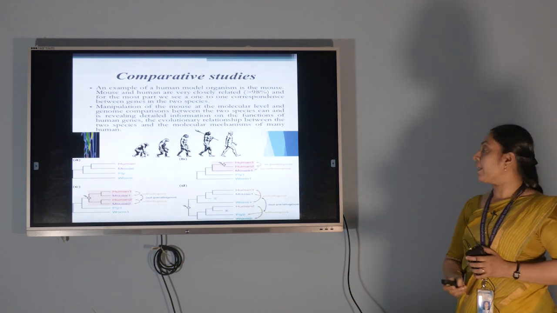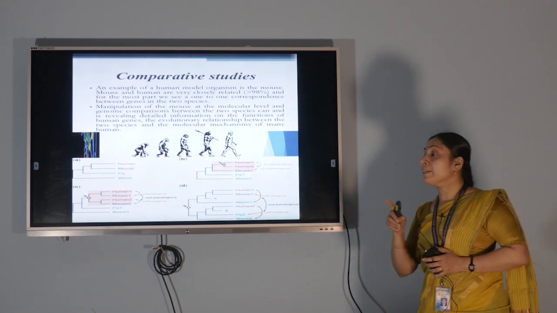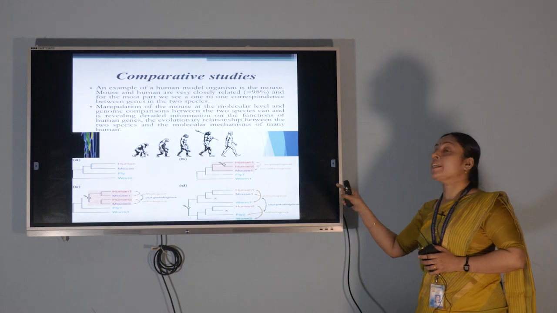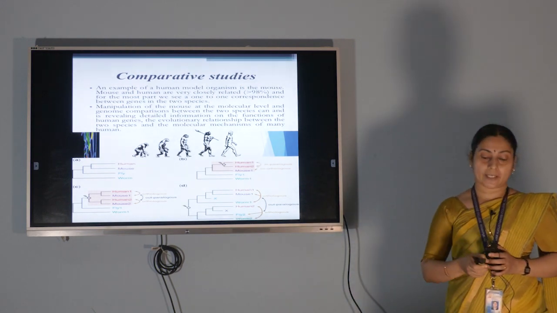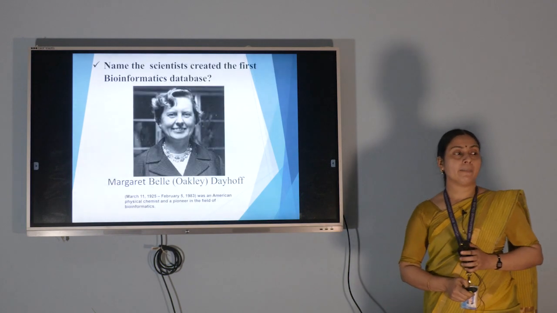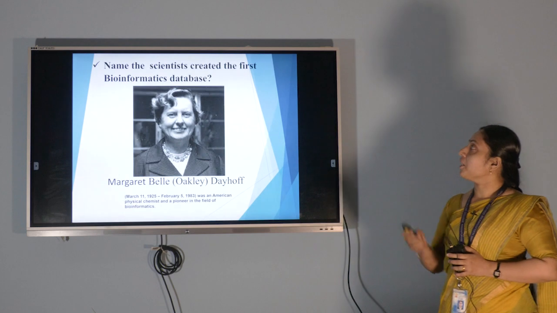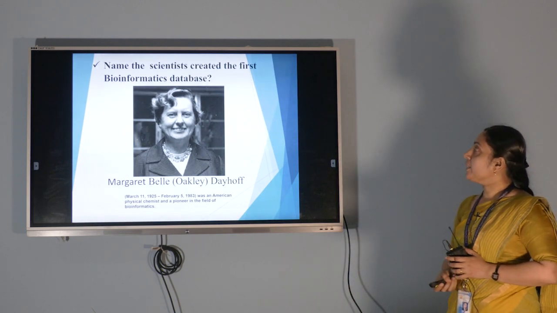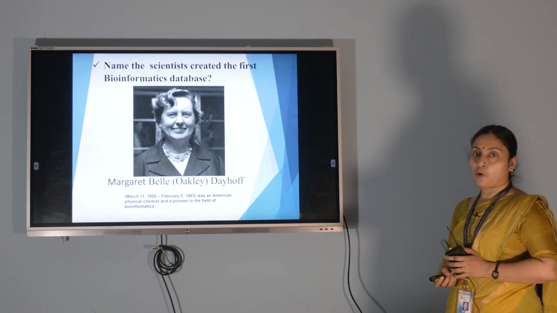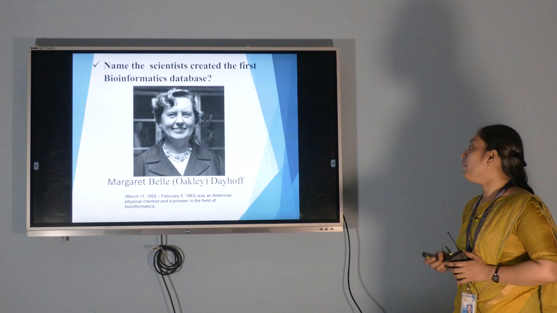Then comparative studies. With comparative studies, we can study evolutionary changes. Evolutionary studies of different organisms are analyzed through sequencing or phylogenetic analysis trees. This is the method called phylogenesis. It's not only based on physical appearance, it's based on molecular level studies. We can easily construct a phylogenetic tree. That's all the basic things related to bioinformatics, and we can move to some important questions in bioinformatics.